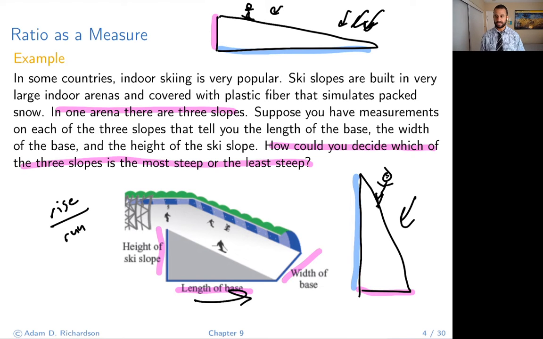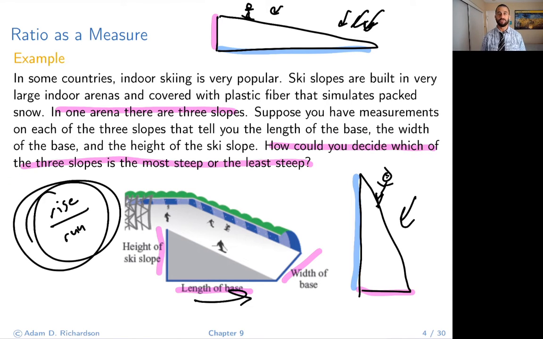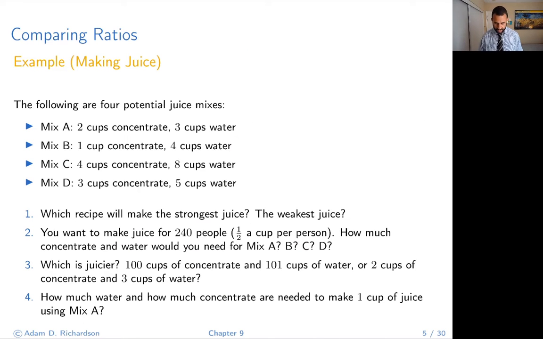Slope of a ski lift, slope of a wheelchair access ramp, all of those things. The slope is always this concept of rise over run. And that's a ratio, and that's how we measure steepness. There you go. Pretty cool, huh? I think. All right. So now let's do these.